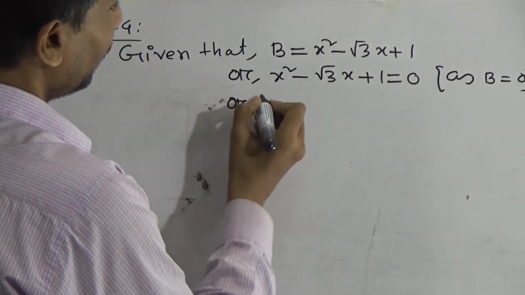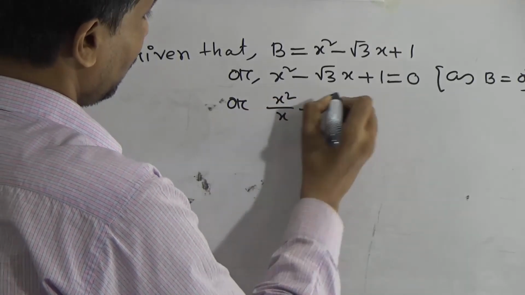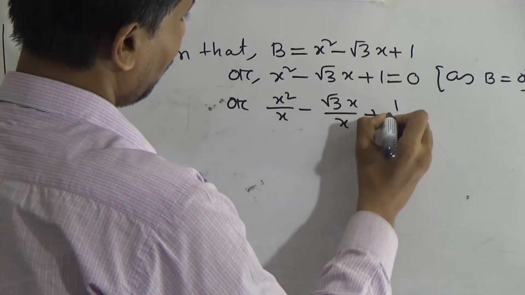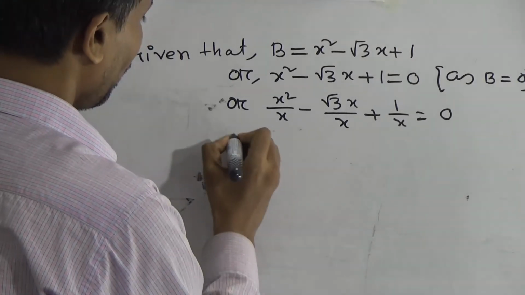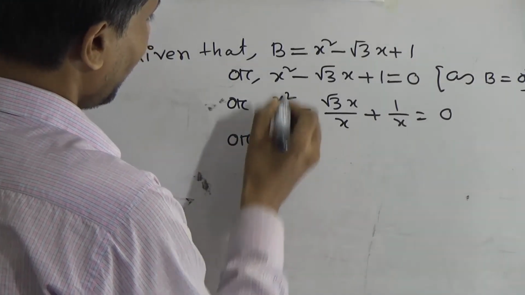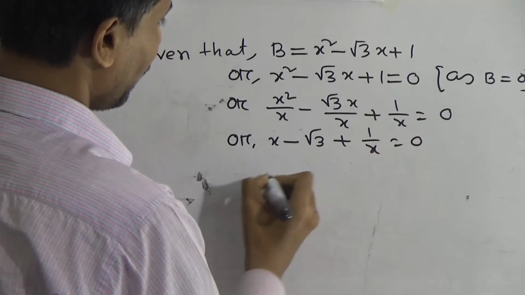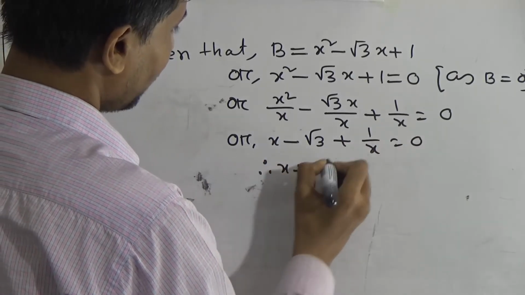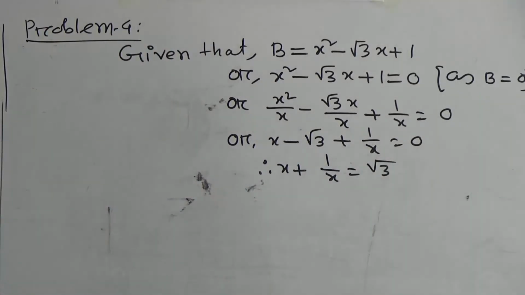Now we have to divide both sides by x. x square by x minus root 3x by x plus 1 by x equal to 0. 0 by x means 0, or x minus root 3 plus 1 by x equal to 0. Therefore we can write x plus 1 by x equal to what? Root 3. Okay students, now at first, does the value of x square plus 1 by x square and x cube plus 1 by x cube are equal?